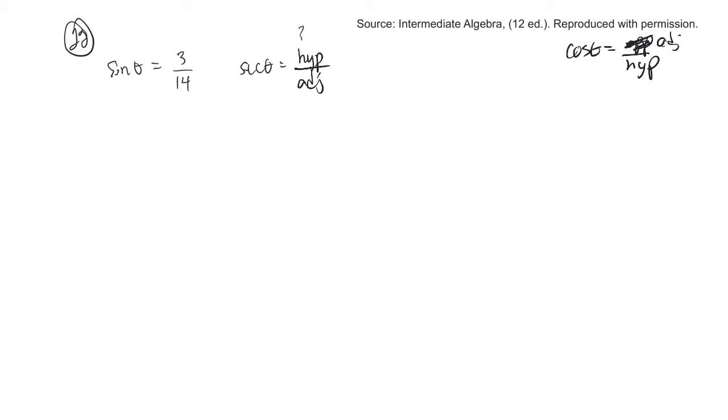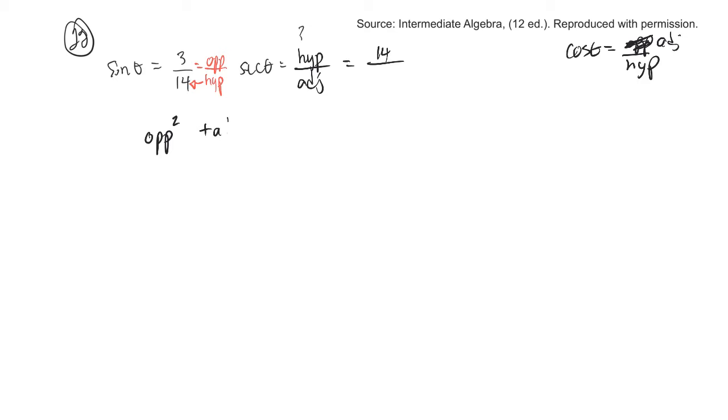Okay, do I know those? I guess sine, I know that sine is opposite over hypotenuse. So I know the hypotenuse is 14. So I could plug that in. But I don't know what the adjacent side is. But I do know two of the sides.